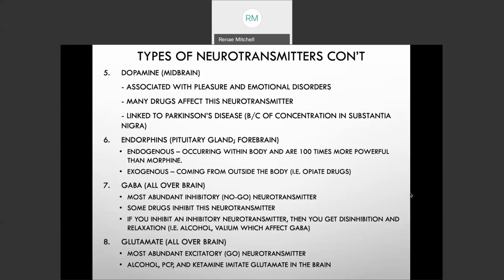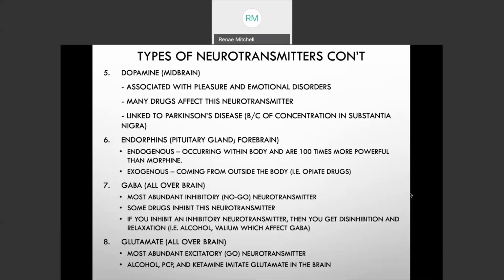It's also linked to Parkinson's disease, as I mentioned in the first lecture, because of the concentration of dopamine in the substantia nigra in the midbrain, which is responsible for reward and movement. And so again, that Parkinson's disease, that disruption of movement, you're seeing dopamine being implicated there.